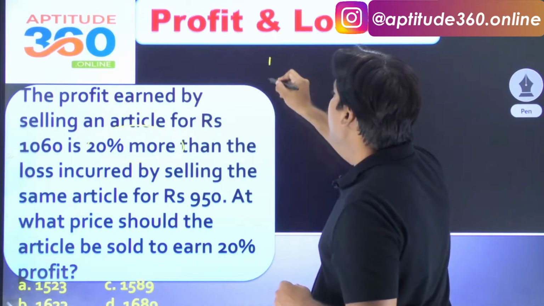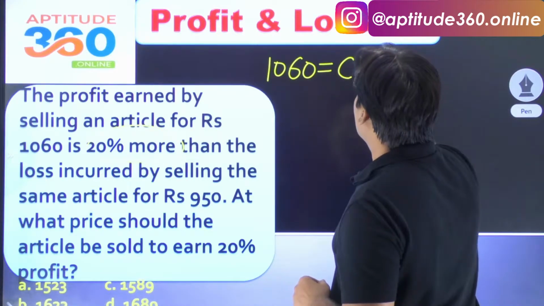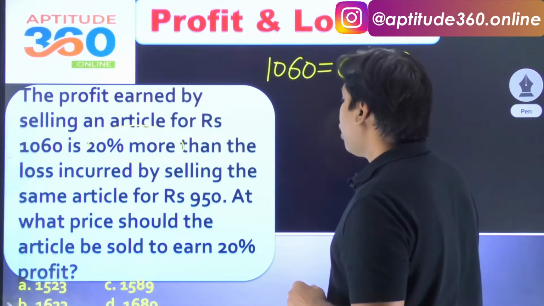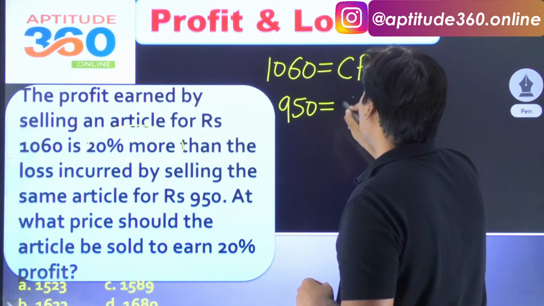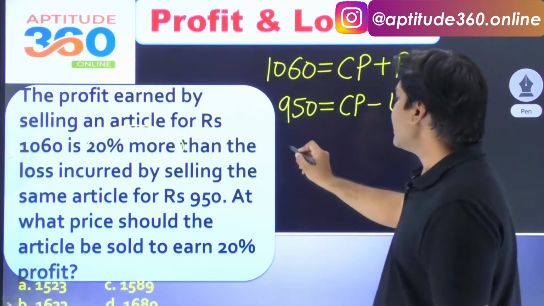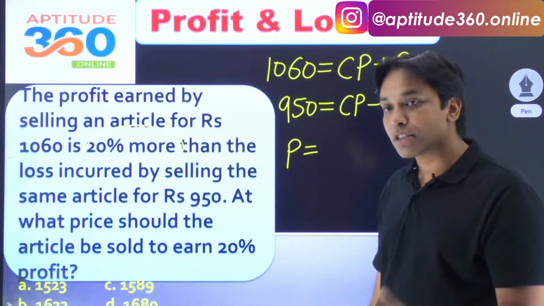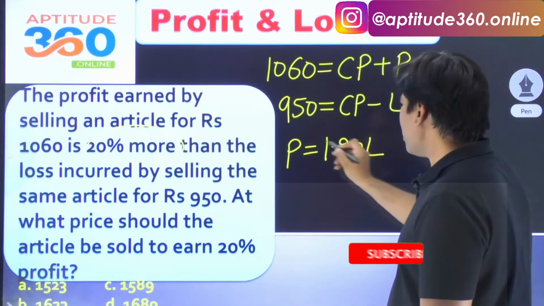It says that 1060 में बेचा, तो कुछ तो हुआ प्रॉफिट, और अगर 950 में बेचा तो कुछ तो होगा लॉस. And it also says that this profit is 20% more than the loss. So it is going to be what? 1.20 times of loss. Do you understand this thing?